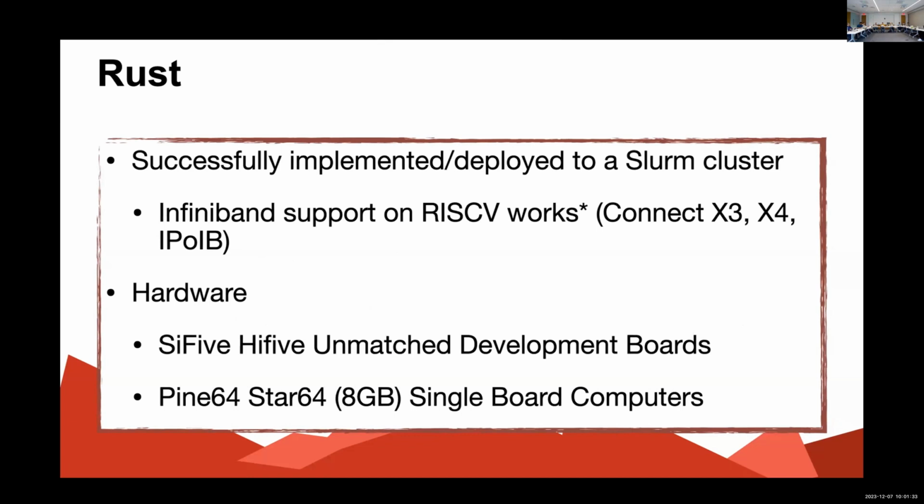So this is deployed on a Slurm cluster. We were able to successfully get InfiniBand support on RISC-V using ConnectX-3 and 4 cards, and more specifically, IP over IB. That particular interface worked perfectly. On the hardware side, we used SiFive HiFive Unmatched development boards, and then to validate the software works on different RISC-V hardware, we used Pine64 Star64 SBCs, a cluster of about 4 nodes with a workload manager.